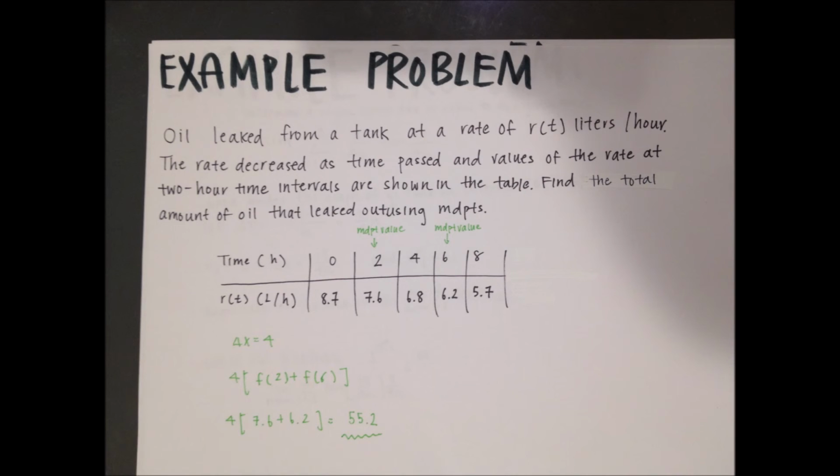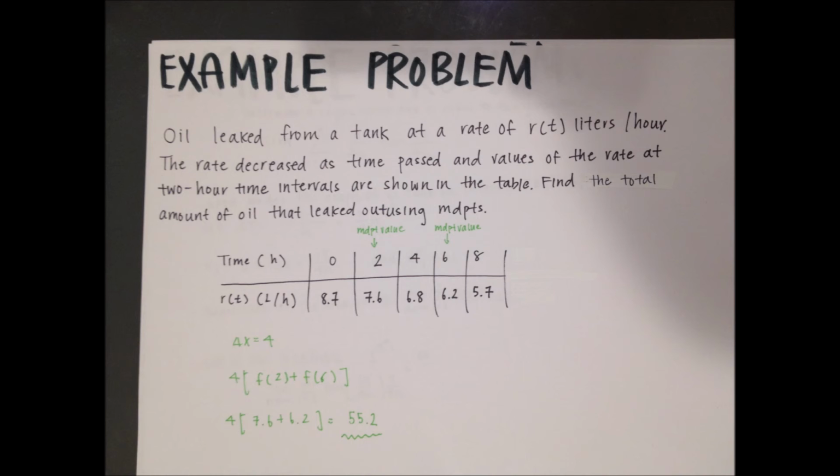Oil leaked from a tank at a rate of R of t liters per hour. The rate decreased as time passed, and values of the rate at 2-hour time intervals are shown in the table. Find the total amount of oil that leaked out using midpoint approximations.